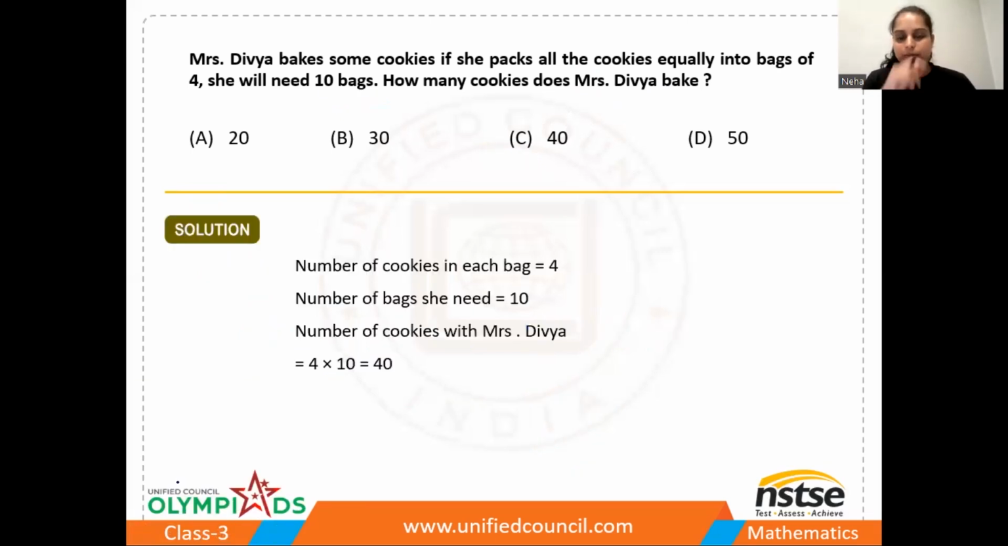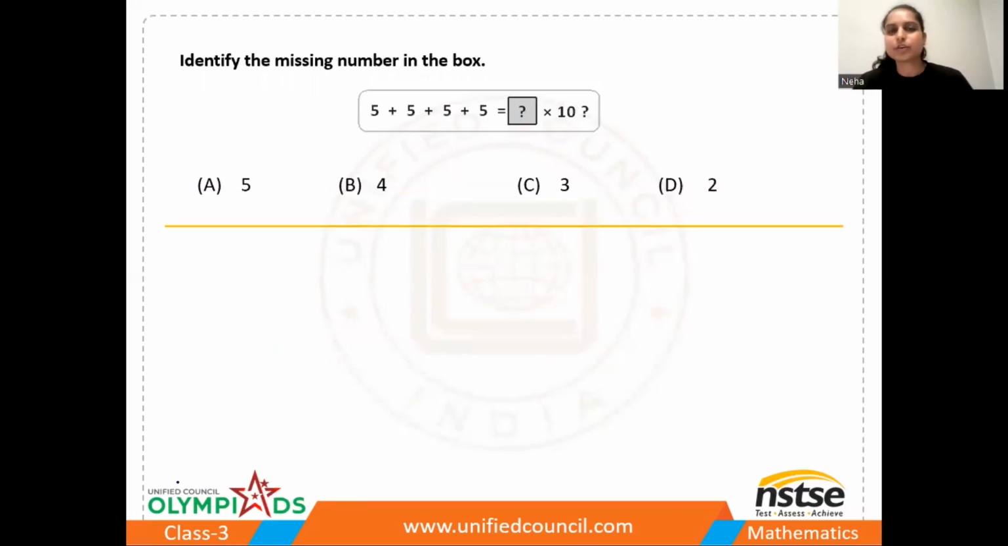Now, this is your detailed solution for this given question. Now, let's move to the next question. Here is the next question: identify the missing number in the box. Basically this is given and this number is missing. We have to find out this number. This is your LHS part, the left hand side part, and this is your RHS part, the right hand side part.